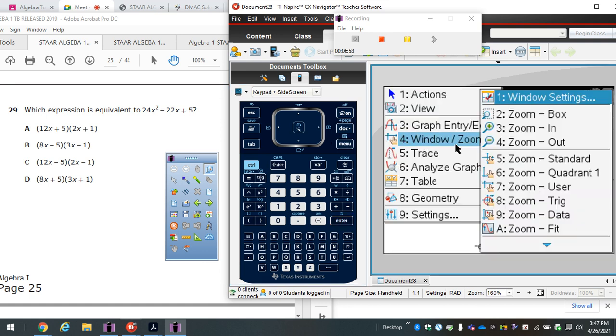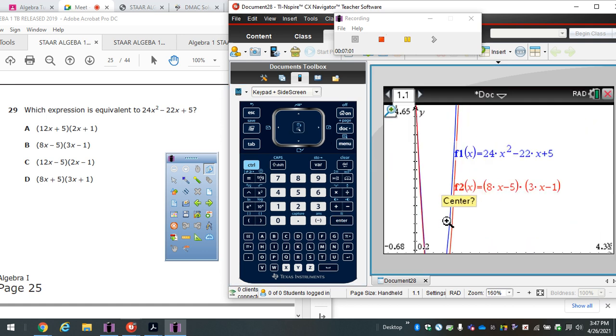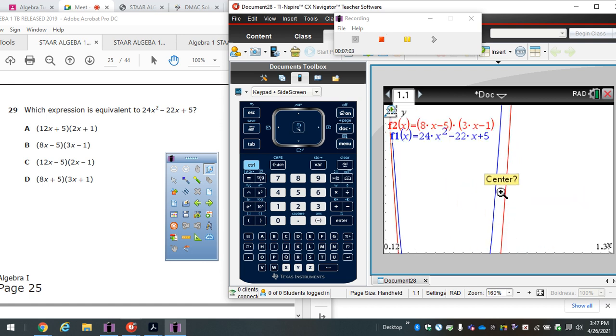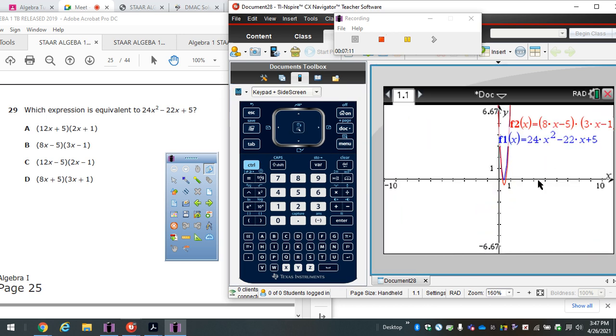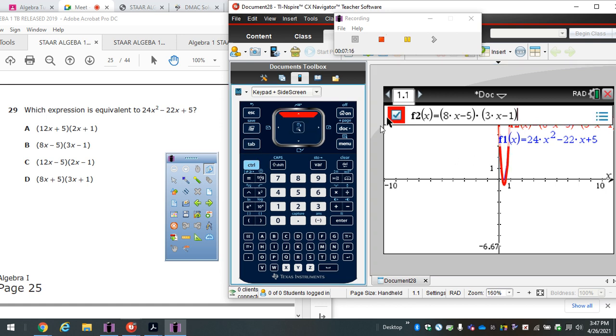Good. Menu, zoom, in. Oh, no, they're not the same. They are not. I'm going to go back here to menu, zoom, ready? I'm going to go to standard. Okay. I'm going to go to tab, get rid of the second one, and then type in the third one, 12x minus 5 over 2x minus 1.